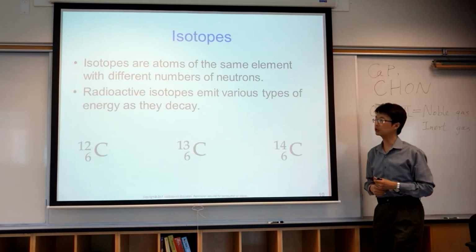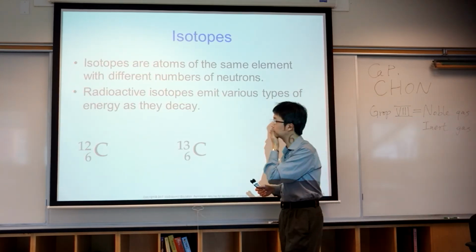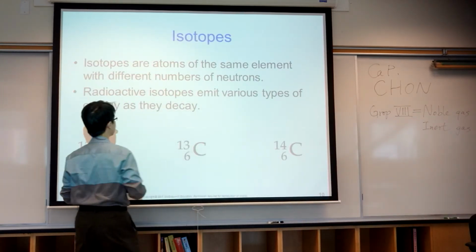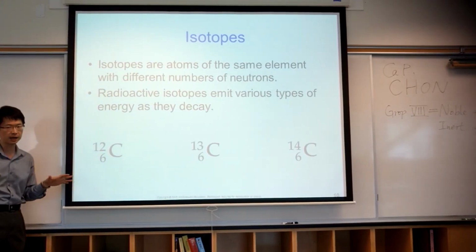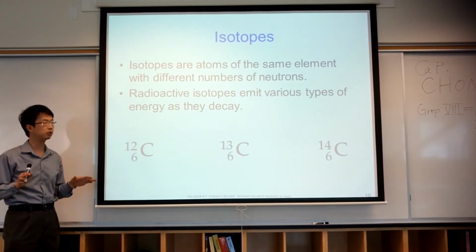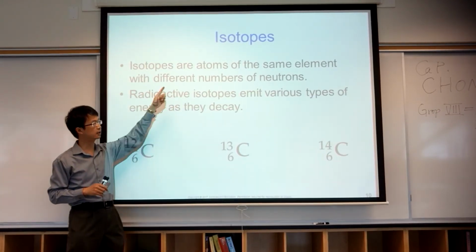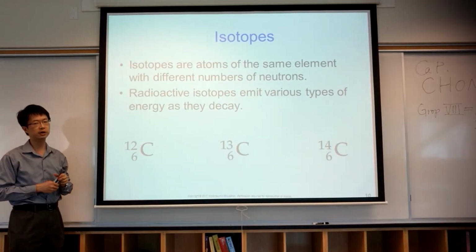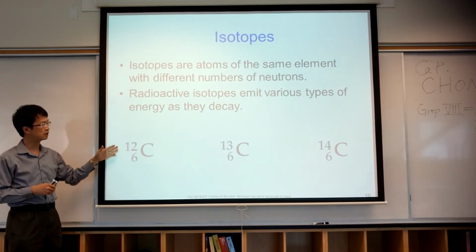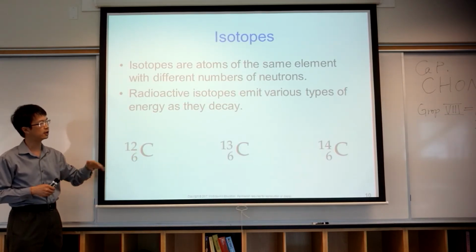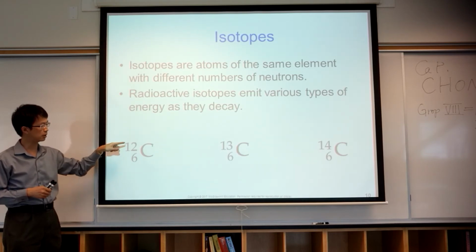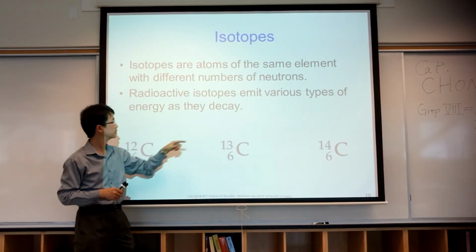Before we talk about electron shells, let's talk about isotopes. What are isotopes? Isotopes are the same atom, the same element. That means they have the same number of protons, but a different number of neutrons. So that's the kind of question I'll ask you in the exam. Because isotopes have different numbers of neutrons, you can see that the mass number is different here.